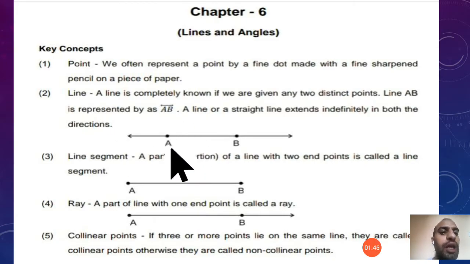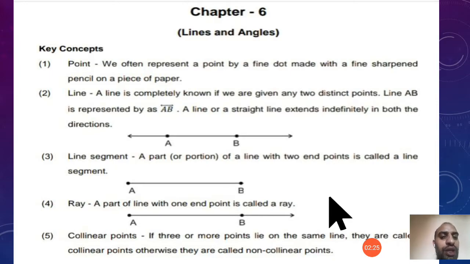And when we take any fixed length of this line, that is called a line segment. You can see a portion of a line with two endpoints is called a line segment. So a line segment is a fixed length. We can measure it. Then we have the next thing, that is a ray. A ray is a part of a line with one endpoint. Like the sun, you can take it as an example. The sun is fixed at one point, its rays are going infinitely. So in this way the sun is here and rays are coming down. So a ray means one side is fixed and one side you can extend till infinity.